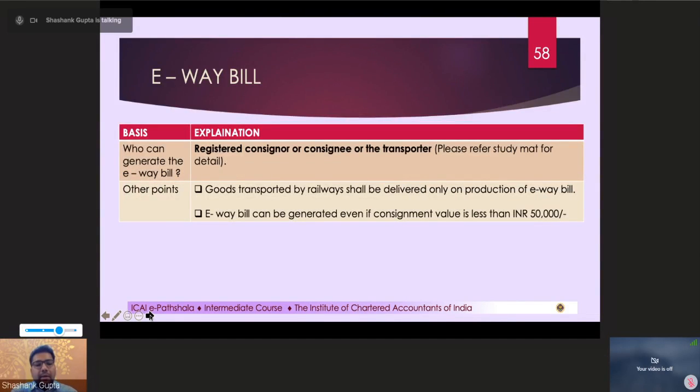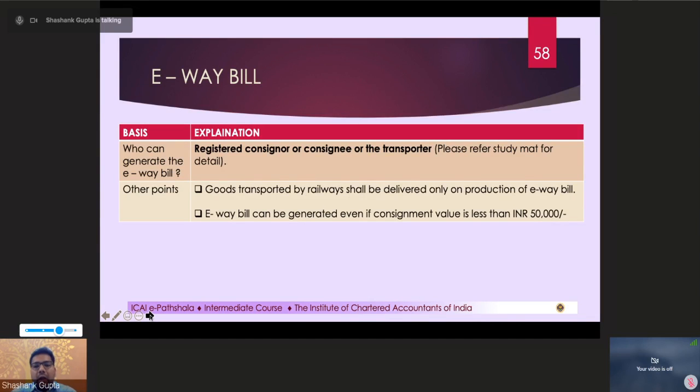Who can generate e-way bill? Registered consignor, consignee or the transporter, any one of these three can issue an e-way bill. In case of transportation of goods by railways, even then e-way bill is required. However, in case of railways, the transportation can begin without generation of e-way bill, but the goods will not be delivered unless e-way bill has been generated.